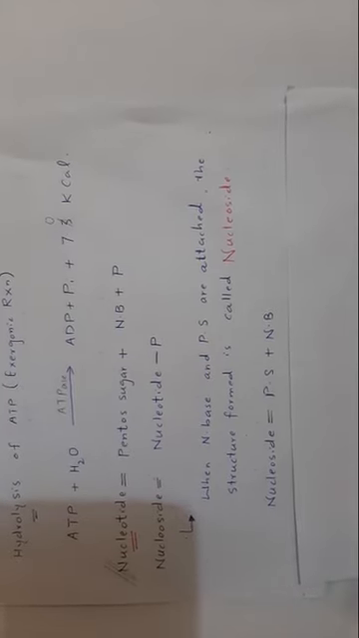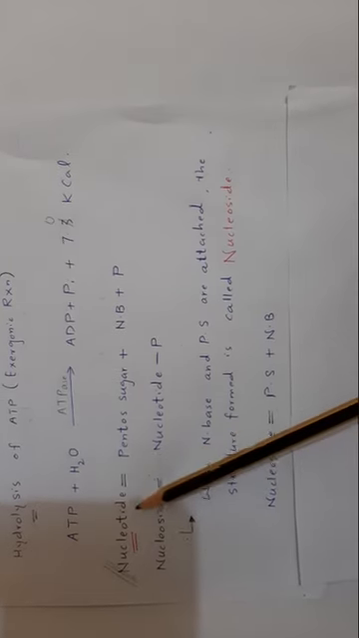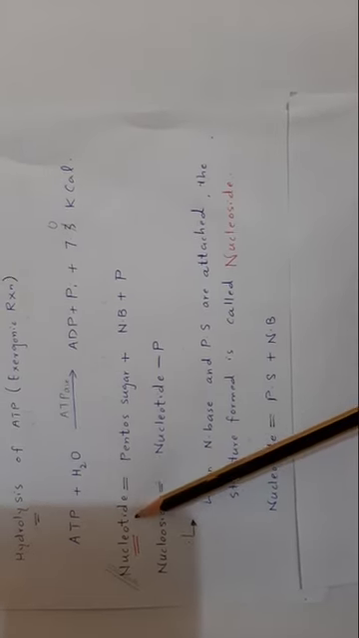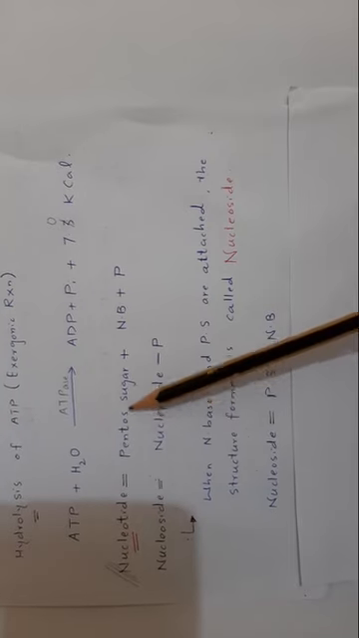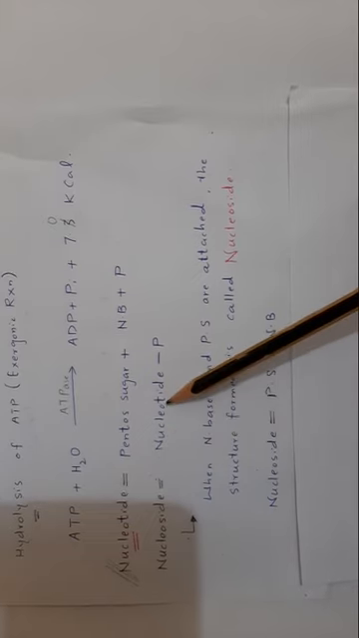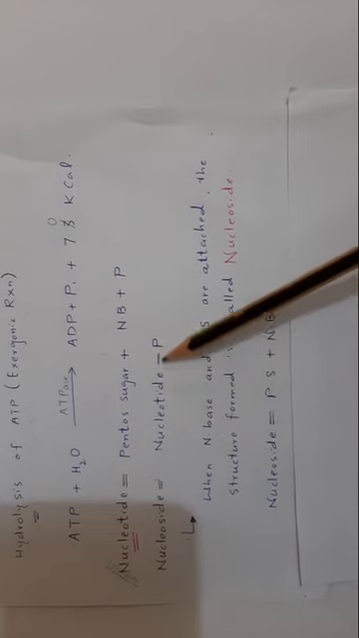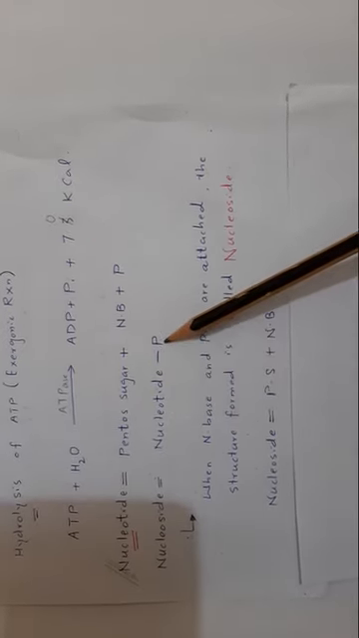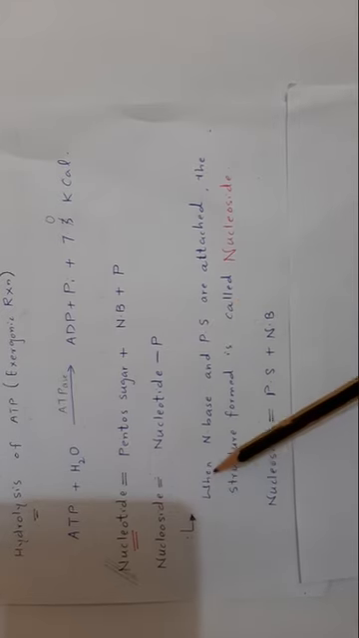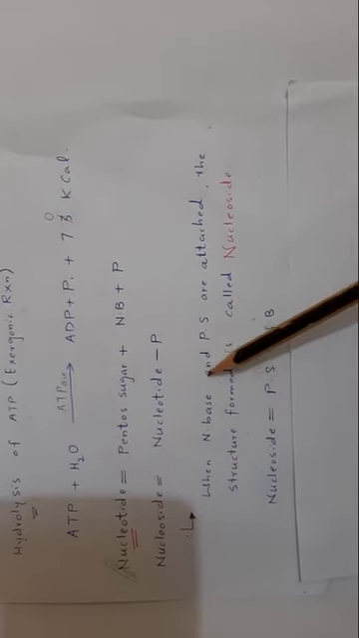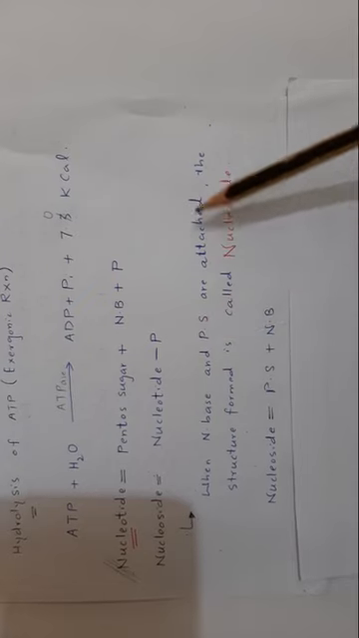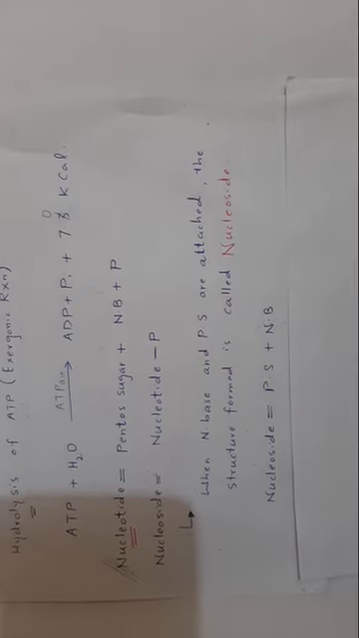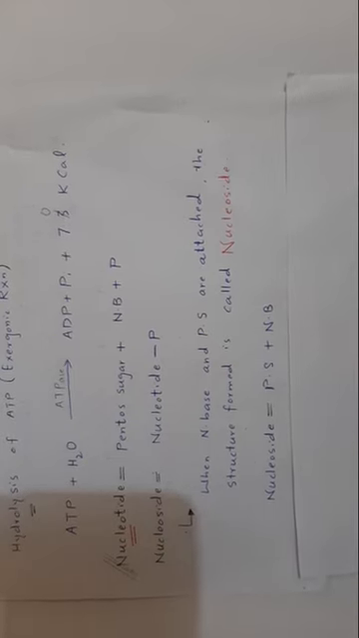What is the difference between nucleotide and nucleoside? So a nucleotide, as you studied, is composed of 3 components: a 5-carbon pentose sugar, a nitrogenous base, and phosphate, while a nucleoside is composed of 2 components, that is pentose sugar and nitrogenous base. So nucleotide minus phosphate is called nucleoside. In other words, when nitrogenous base and pentose sugar are attached, the structure formed is called nucleoside. So nucleoside is composed of 2 components: pentose sugar and nitrogenous base.